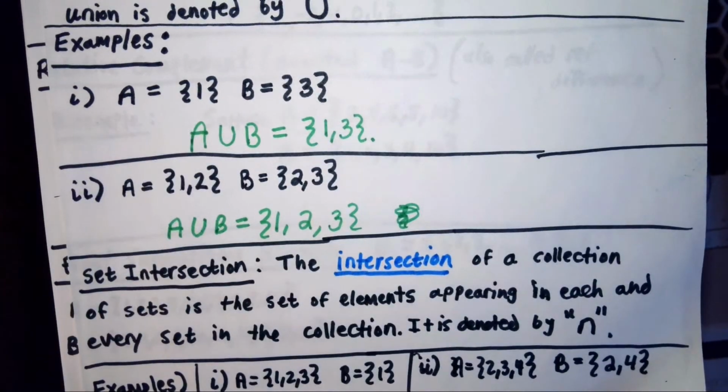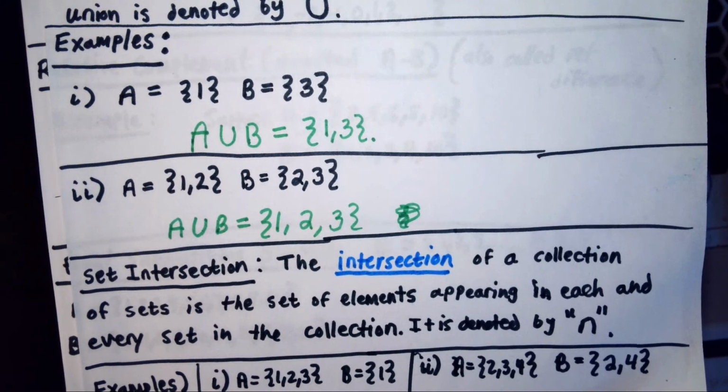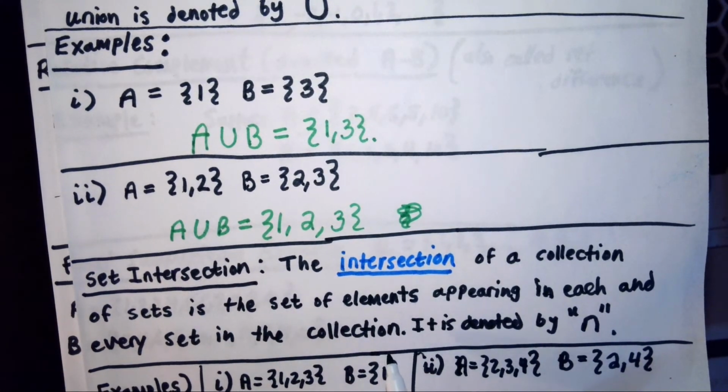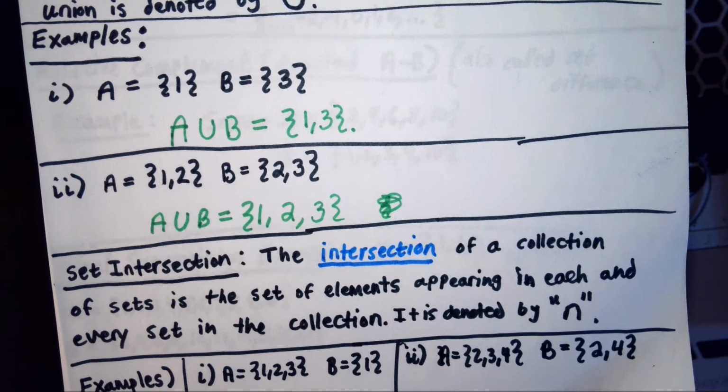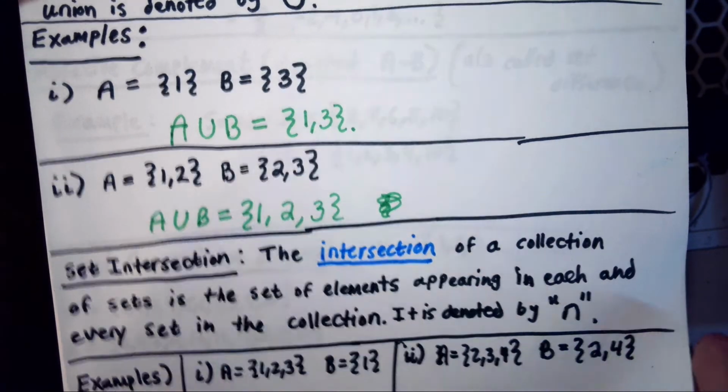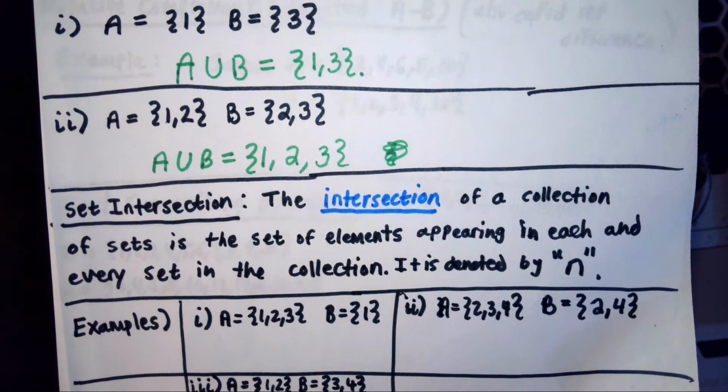So that's the first set operation I wanted to talk about. Next, the next set operation is set intersection. The intersection of a collection of sets is the set of elements appearing in each and every set in the collection. It is denoted by this upside down U, or this horseshoe, right?